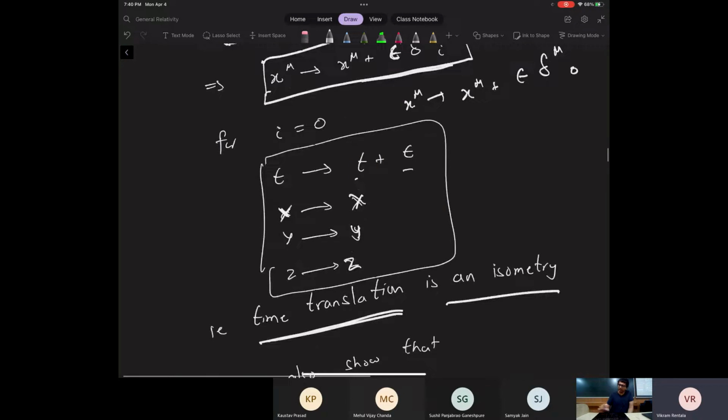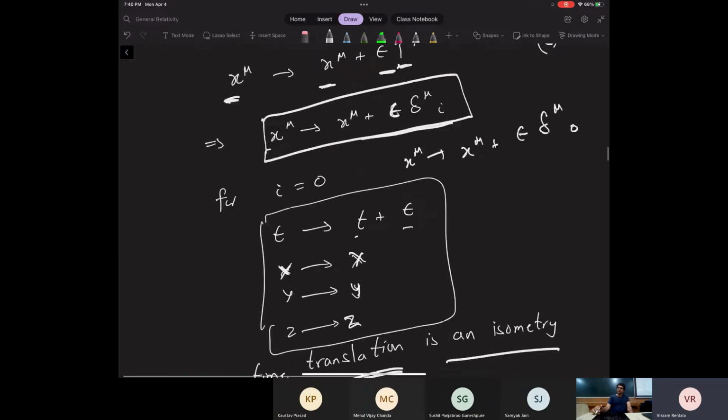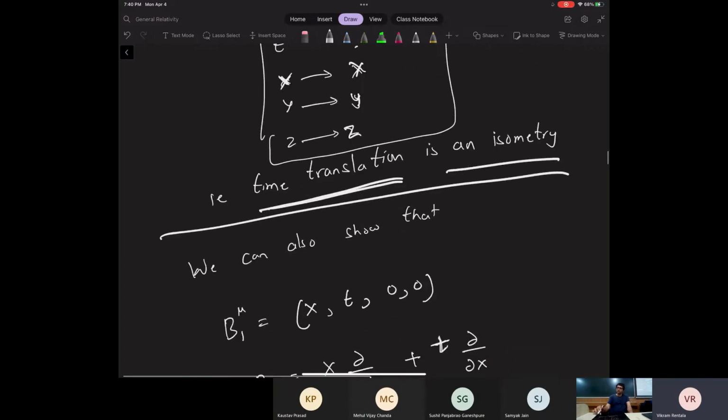The other transformations that we've written here: this generates translations in space along the x direction, this generates translations along the y direction, and this generates translations along the z direction, in a similar way. Any questions at this point?